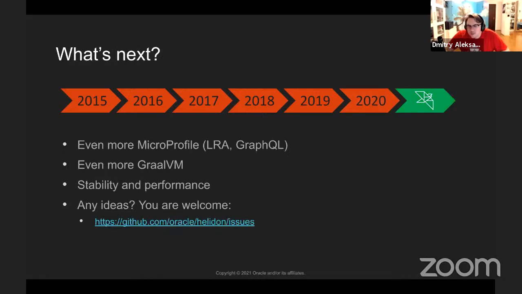So in 2021, we are planning to have more MicroProfile, even specifications which are not exactly part of the main specification, like long running actions, etc., but we will do this. And once again, stability, performance, a lot of integrations, and once again, it's open source. Any ideas, any way you want to cooperate, contribute, or whatever, GitHub is the place. Just submit an issue, and we will react extremely fast.